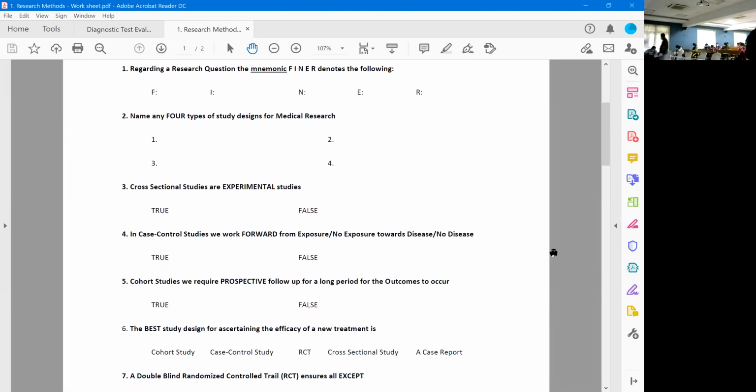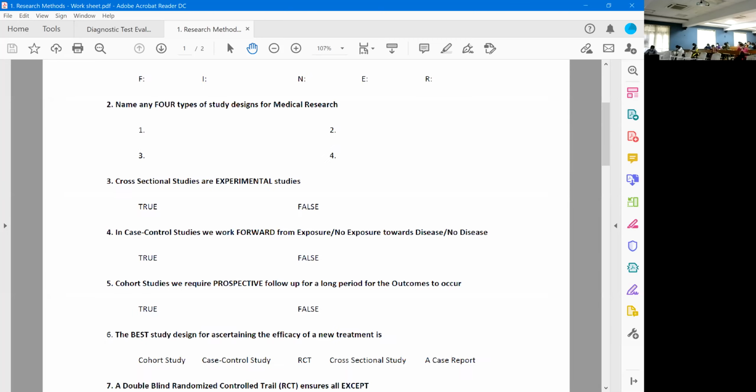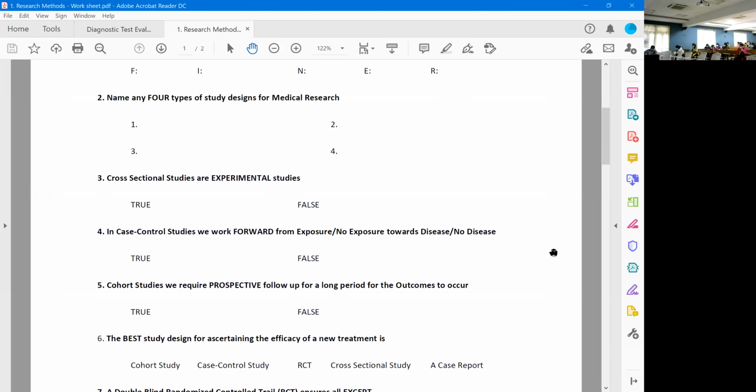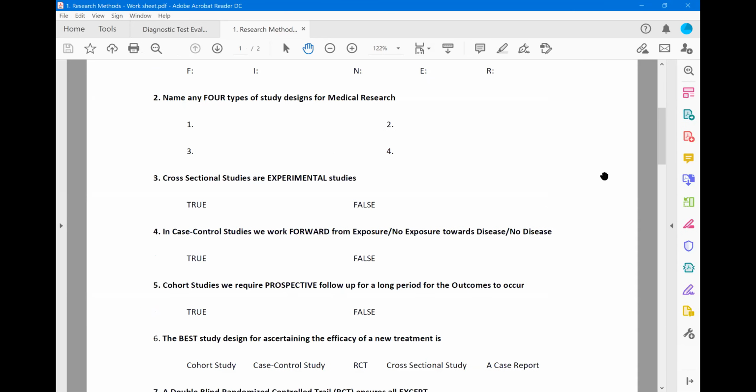Name any 4 types of study designs for medical research. Name any 4 types of designs, whatever you have just learned. Answer these. We will go to the answers of this, and then at the end we will see.